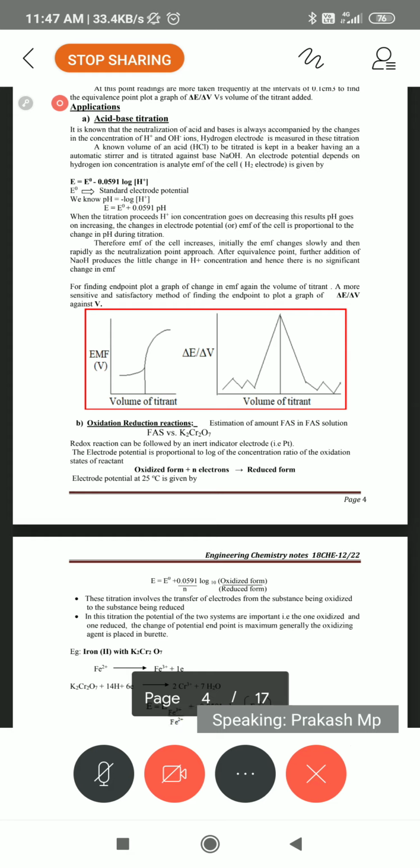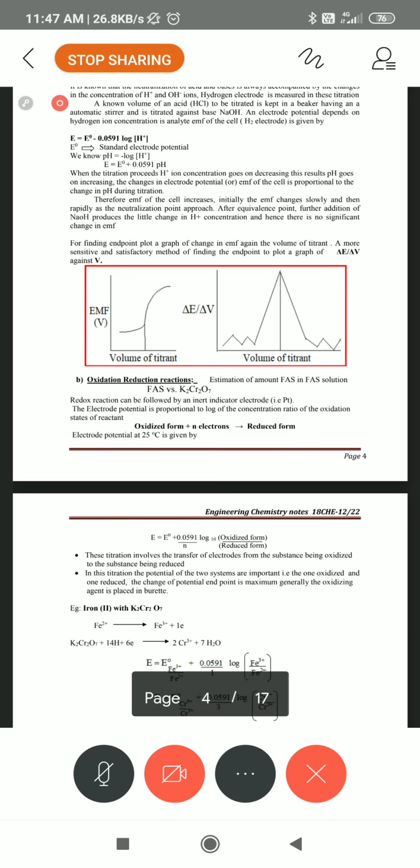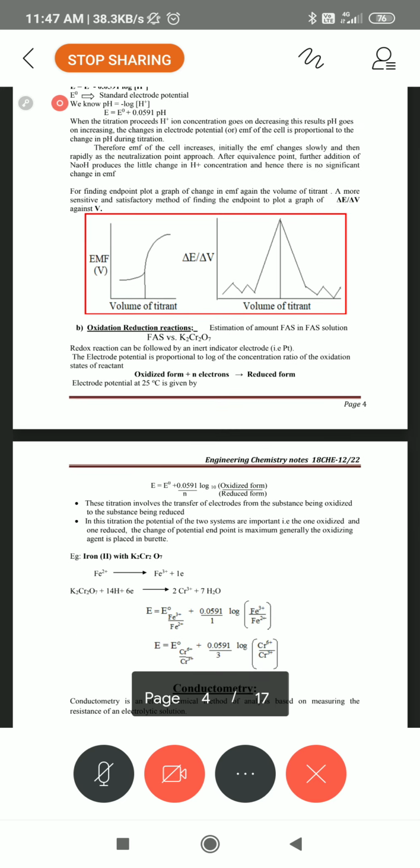Keep adding 0.5 ml of potassium dichromate. Before adding it to the FAS, read the potential of the 25 ml of FAS, say 200. That is 200 millivolts; the readout shows volts, so we use millivolts. After you add 0.5 ml of potassium dichromate and stir the solution, you read the value in the second column.